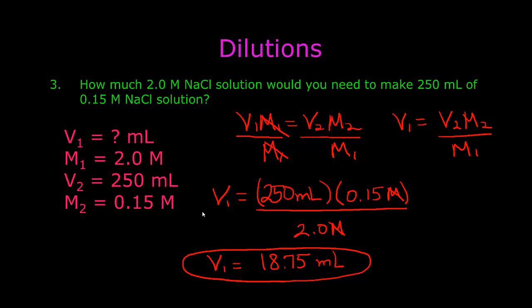I need 18.75 milliliters of a 2 molar solution, and then dilute it with water, add enough water to make 250 milliliters, and that will give me a 0.15 molar solution.